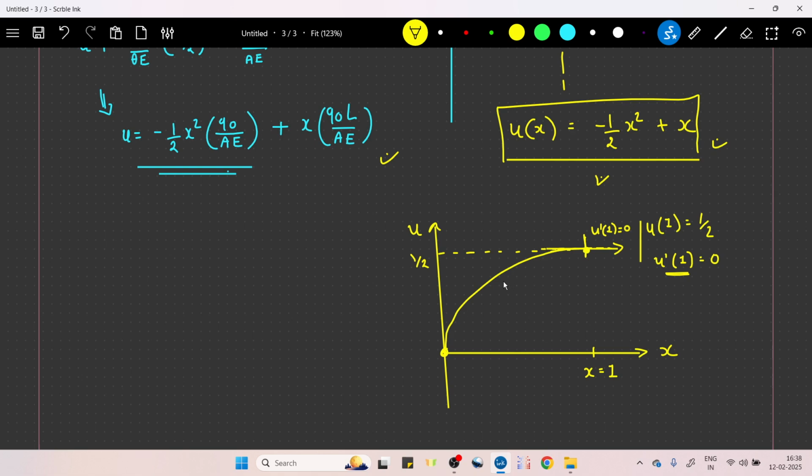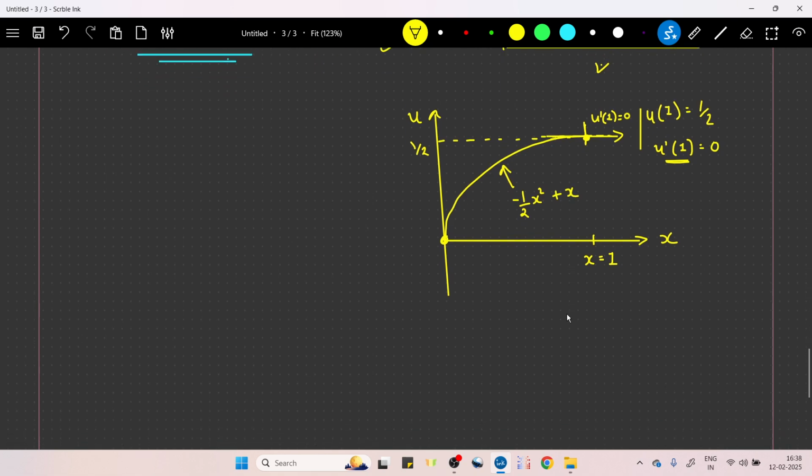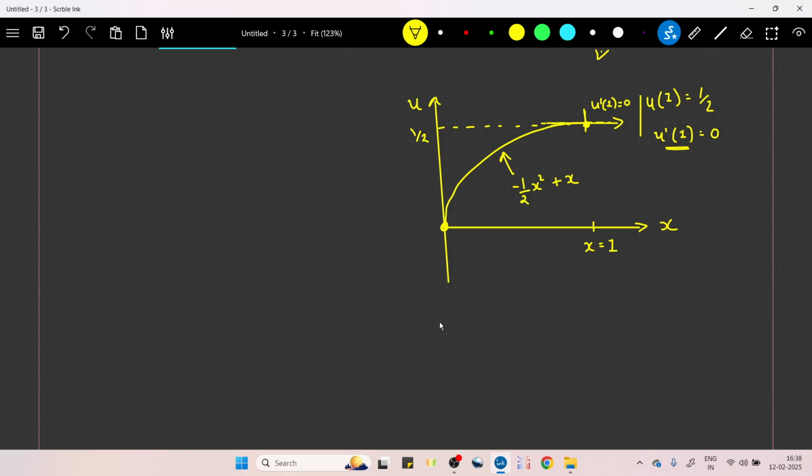Okay, so this is our solution, which is nothing but minus 1 half x square plus x. Okay, so this is our solution. Let's just try to understand.